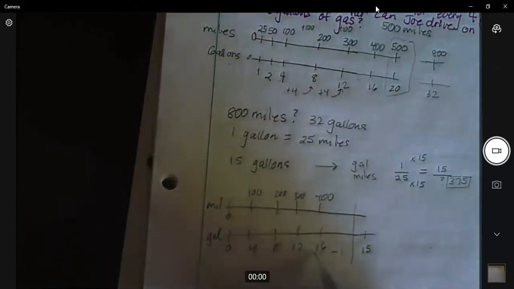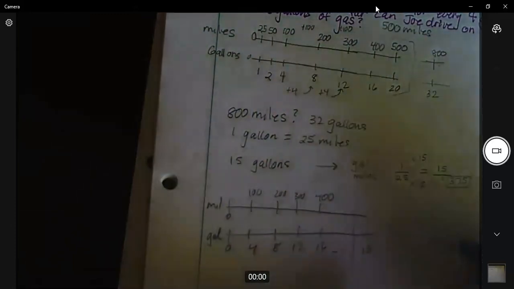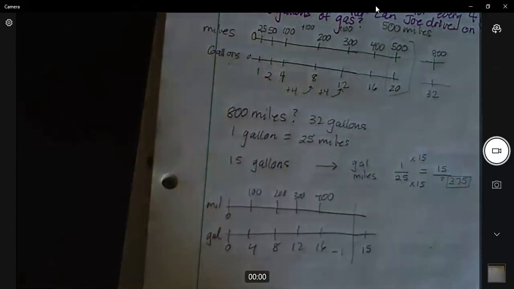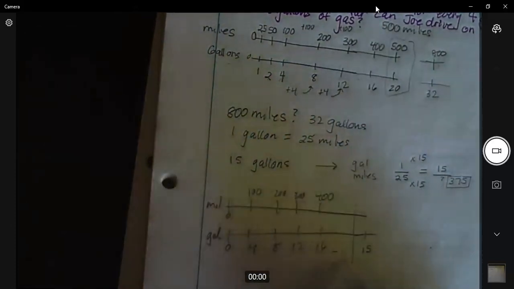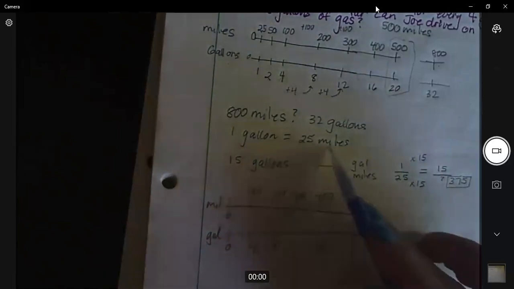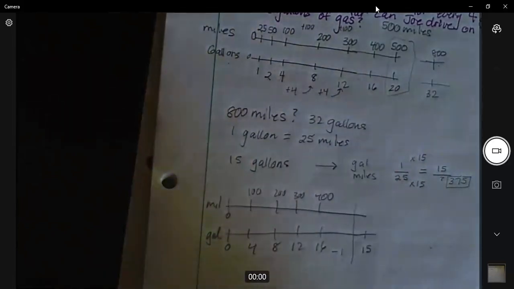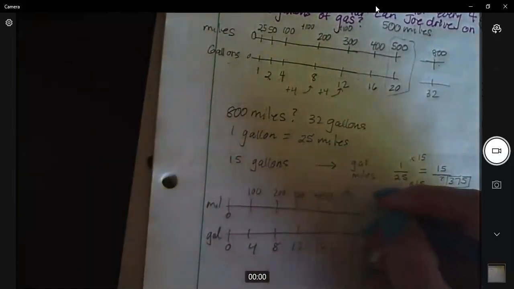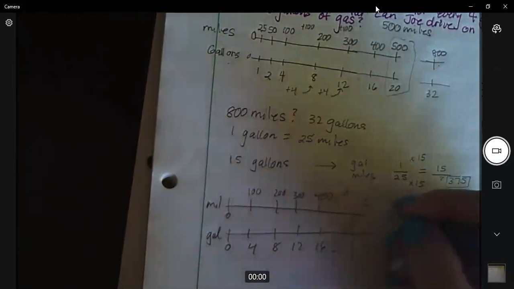Now, I could write it in between here. I'm just going to show the answer over here, okay? So if I subtract 1, that's going to get me to 15. Well, what is 1 gallon worth? Well, we know now that 1 gallon is worth, I'm sorry, 1 gallon is worth 25 miles. So what I do here to show it on a number line is I'm going to subtract 25. So then I have here 375.